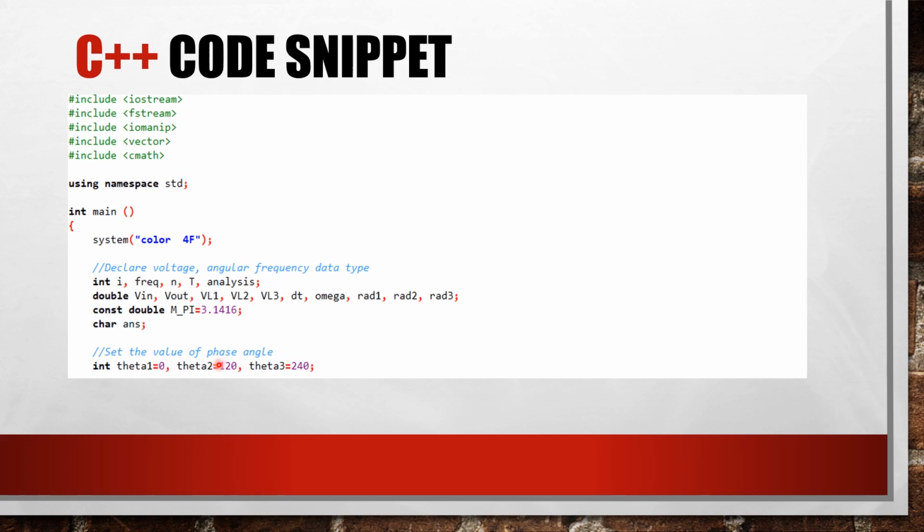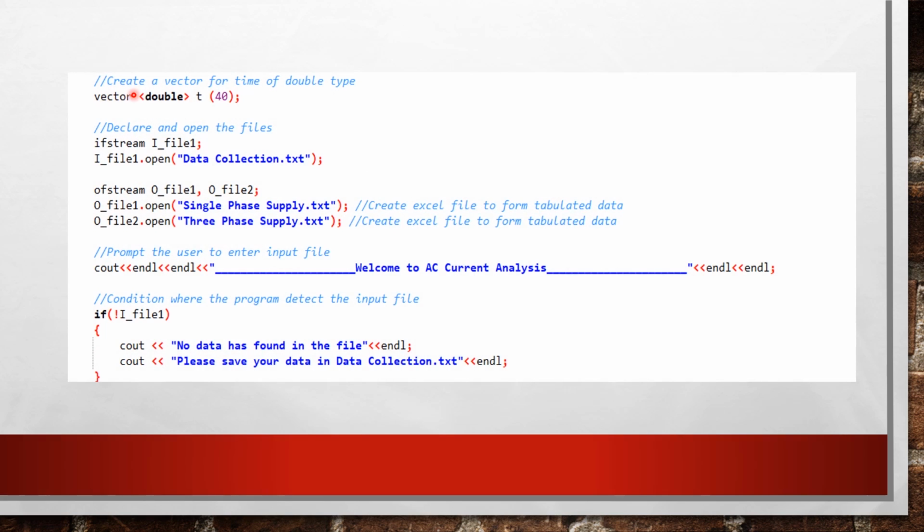Set the value of the phase angle, which is theta 1 equal to 0, theta 2 equal to 120, and theta 3 is 240. Then create a vector for time of double type. So declare and open the files. We need to name the file as data collection.txt. Then the program will create single phase supply.txt or 3-phase supply.txt depending on what the user enters as the input.